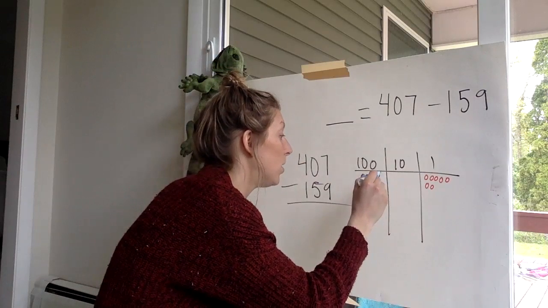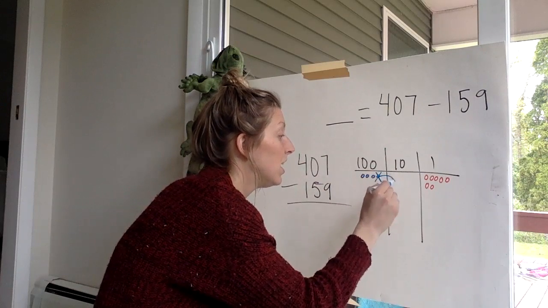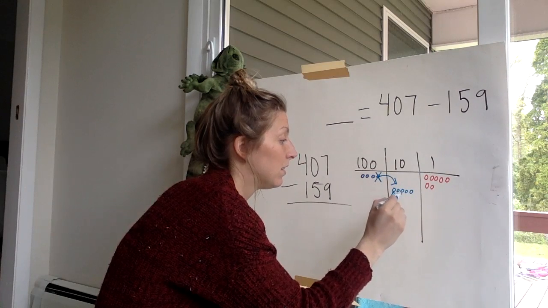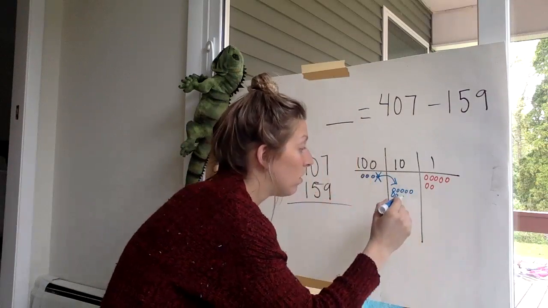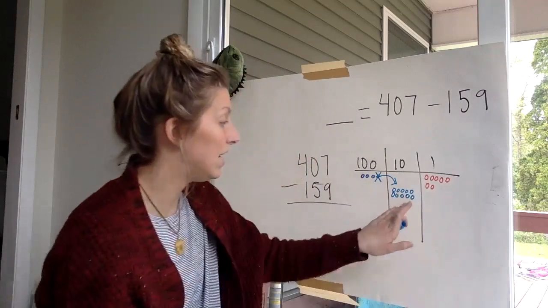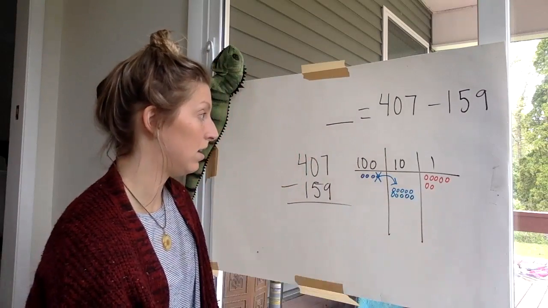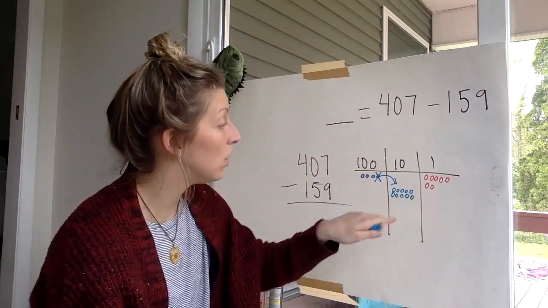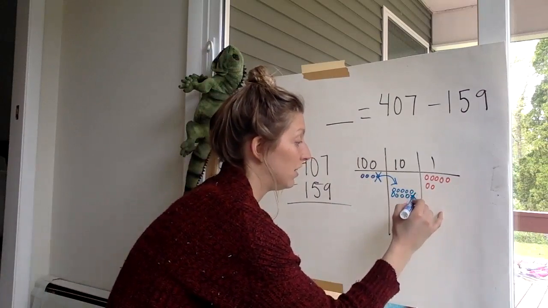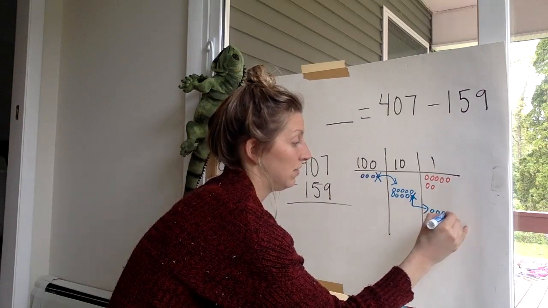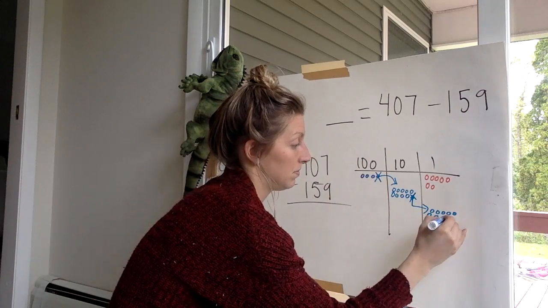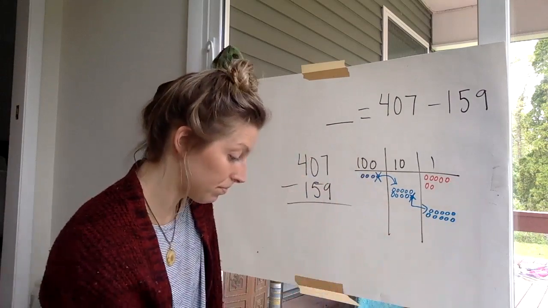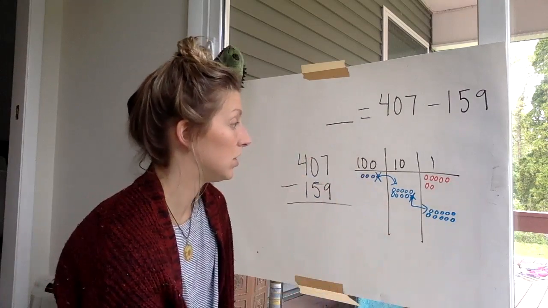Okay, so we're going to have to borrow. We take one from the hundreds, and we put how many? 10 tens. Okay, but we still haven't reached the ones, right? So I need to borrow a 10 finally and put 10 ones here. Now, do I have enough to take away 9? Absolutely. So here we go.